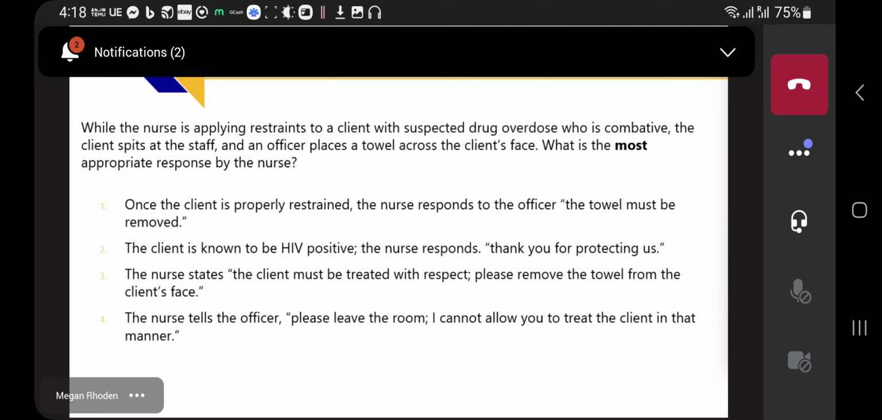So, which one of these is the most appropriate response by the nurse when a client spits at the staff and the officer places a towel across the client's face? 2 minutes on the clock. Here we go.